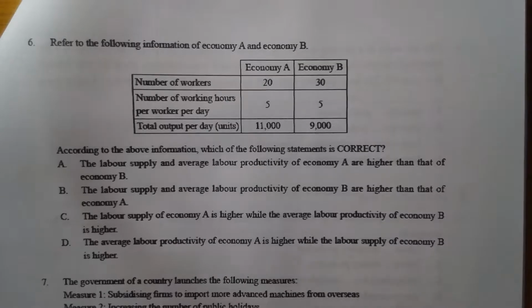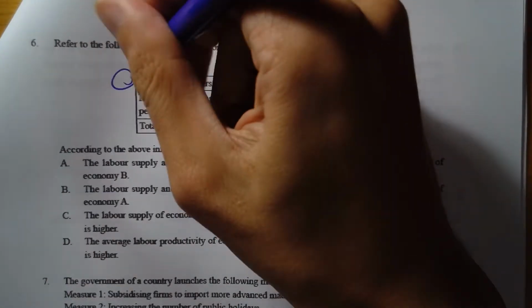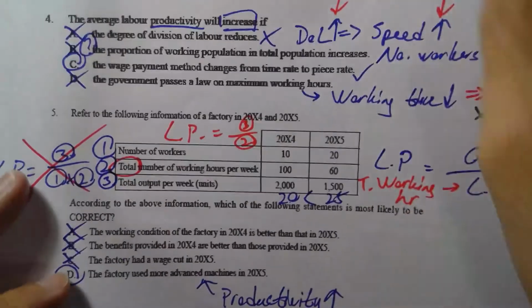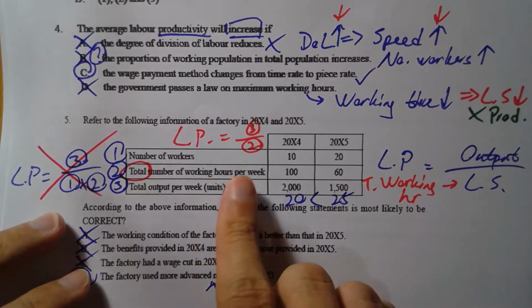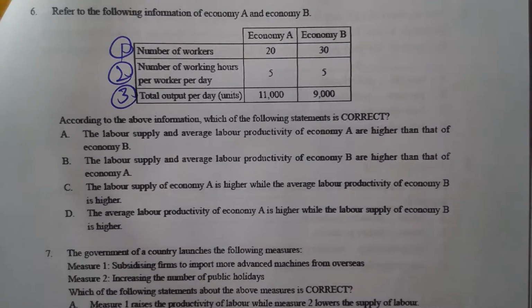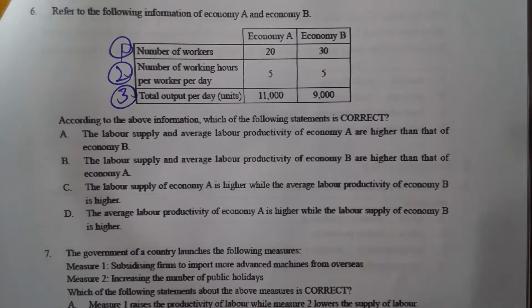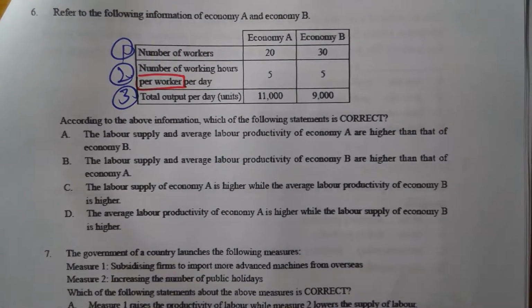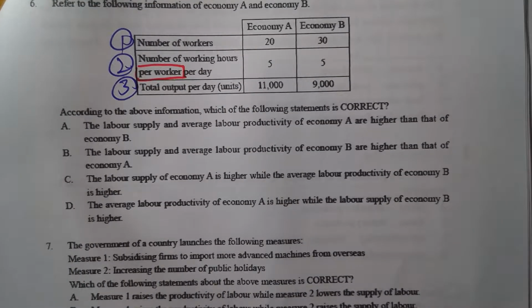Here, okay. Now, very similar question. Now let's call this 1, 2, and 3. Unlike the previous question, where we were talking about total number of working hours per week, this one is only talking about number of working hours. Please highlight it. Per worker, 每個人做幾耐?